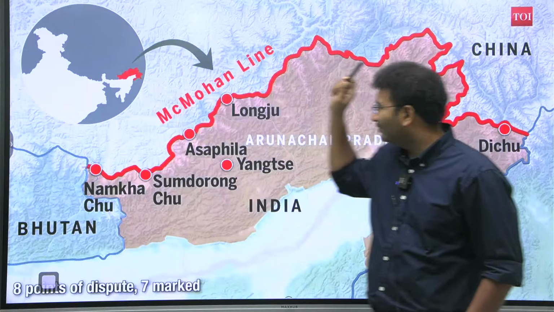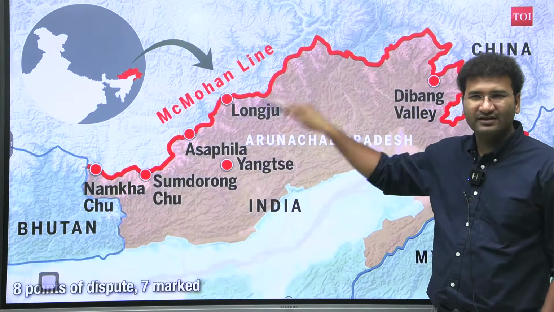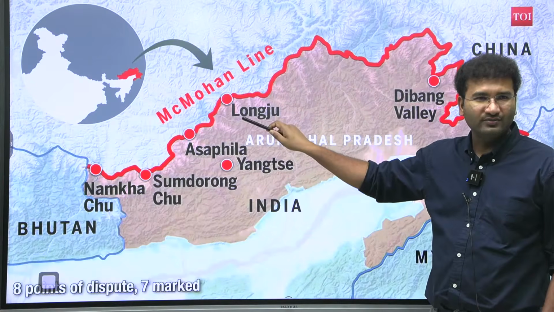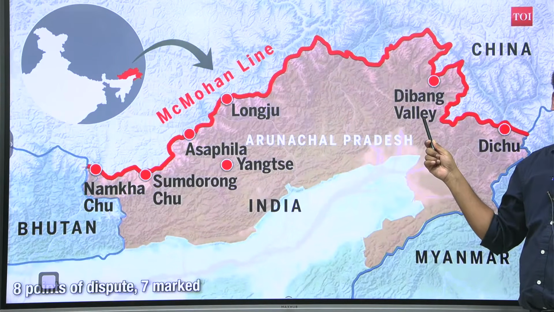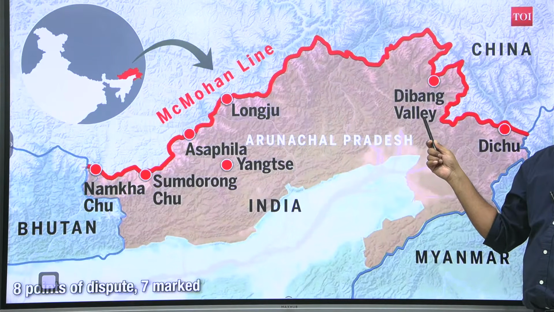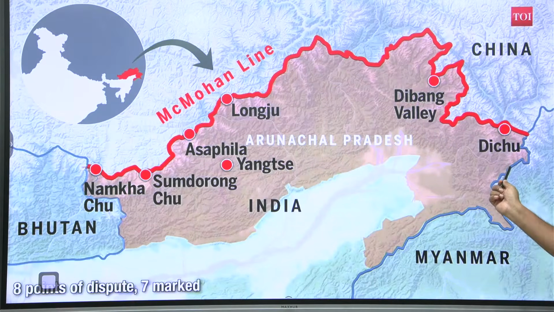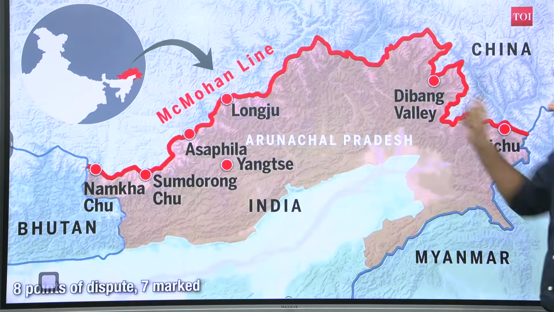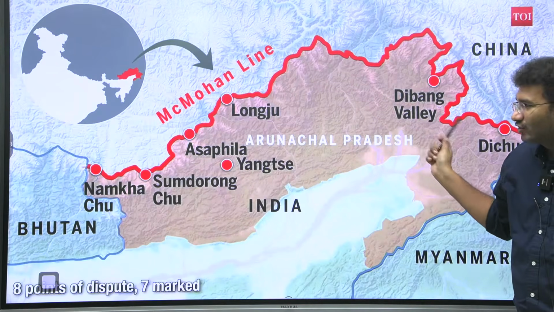Now here you need to know these names. One is Longju, which was in the news, these disputed areas. Then come to Dibang Valley, Dihang Dibang. This is the place where the river is called Brahmaputra. Next, Dichu, Longju, Dibang Valley. The rest are not much important.